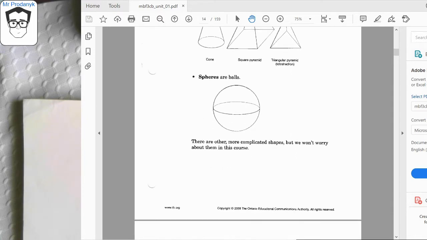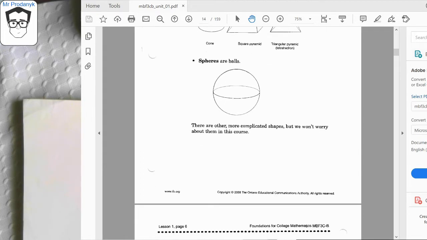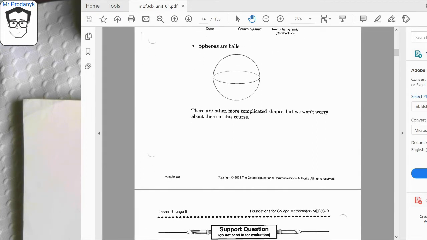Spheres are just balls. It's a circle that has been rotated and twisted through all three dimensions equally and uniformly, so we take a circle and spin it all the way around in every dimension possible, and we end up with a sphere.